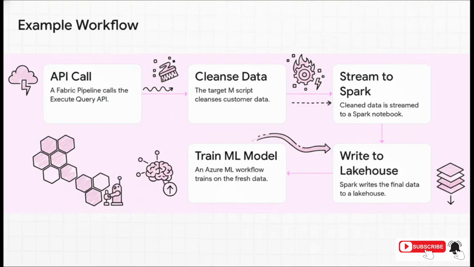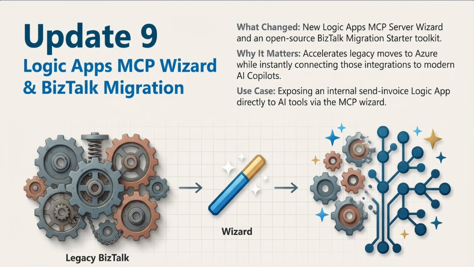And check this out. Here's how it all plugs together in a really slick, modern data pipeline. You could have a Fabric pipeline call the API to run your M script. The perfectly clean data then gets streamed directly into a Spark notebook for some more advanced work, and Spark then writes the final result to a lakehouse. But it doesn't have to stop there. You could then have an Azure machine learning workflow automatically kick off and start training a new model on that fresh, clean data.